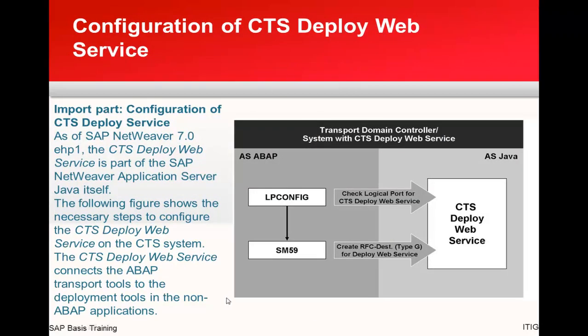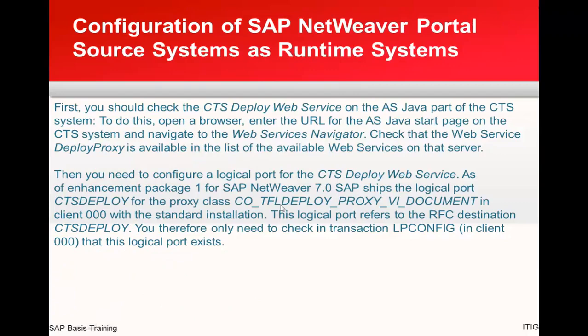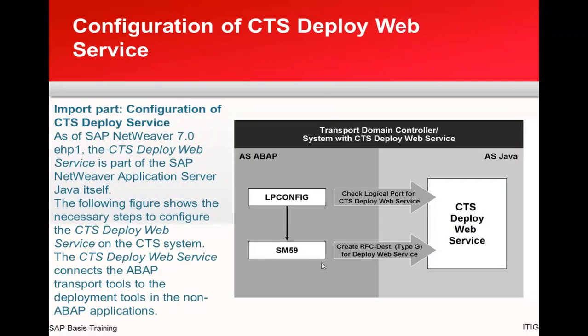Next is configuration of the CTS deploy web service, basically this LP config. We need to configure this logical port for the CTS deploy web service, and we need to create an RFC destination for the deploy web service.